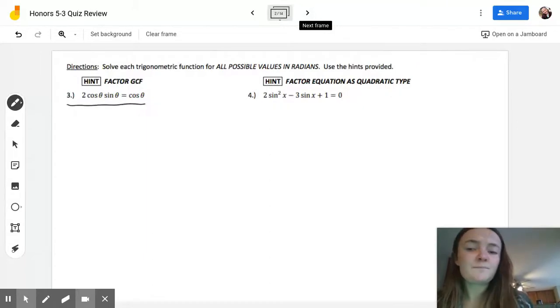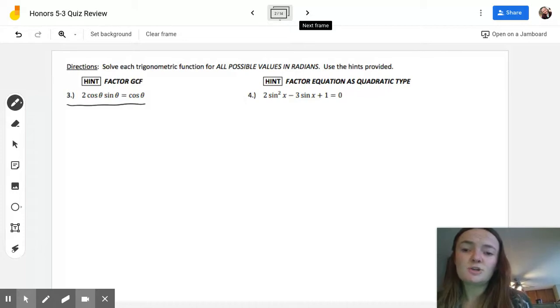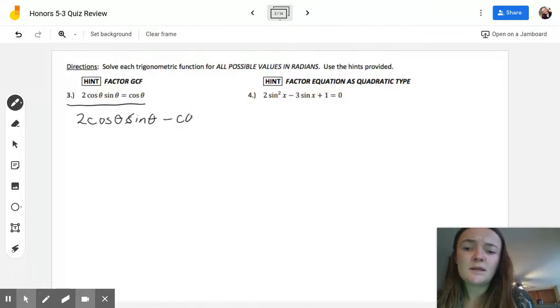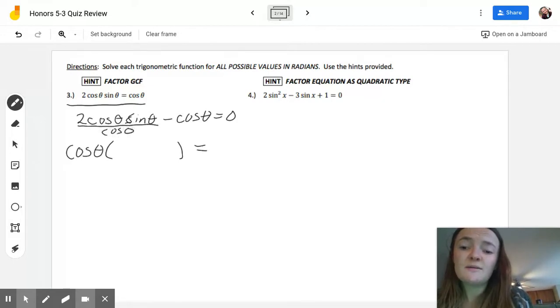All right, let's go ahead and do the next one here. Number 3. 2 cosine theta sine theta is equal to cosine theta. It gives me a hint, factor out a greatest common factor. Well, to do that, I'm going to get everything equal to 0 first. So we're going to say 2 cosine of theta sine of theta minus cosine of theta is equal to 0. Okay, so if I factor out a cosine theta, what's left on the inside? A quick way to remember how to do that, divide each term by cosine theta, see what's left. That's going to be 2 sine theta, and then that's going to be 1, so minus 1 is equal to 0.